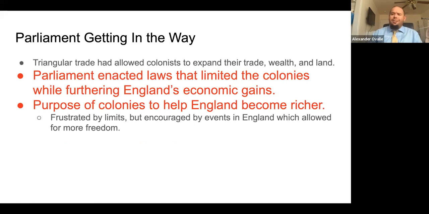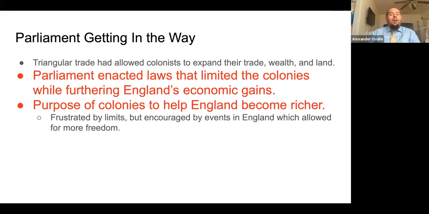So we're going to fast forward a little to around the 1700s, and we're going to talk more about English and American colonists. And so we've got to go a little bit more forward. And now Parliament is getting in the way. The triangular trade had allowed colonists to expand their trade, their wealth, and land. However, Parliament, England's lawmakers, enacted laws that limited the colonies' growth while furthering England's economic gains.